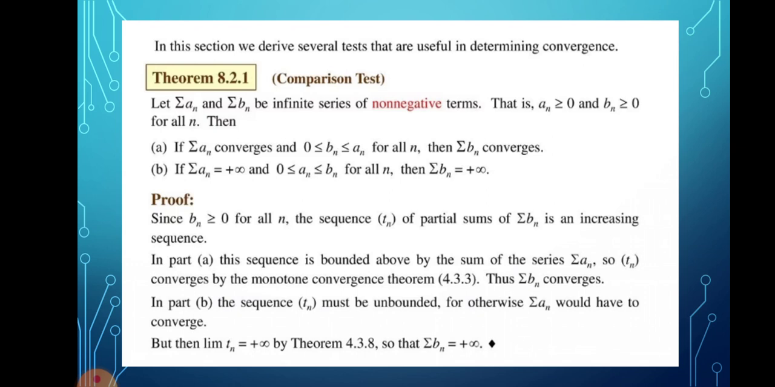In part B, the sequence t sub n must be unbounded, for otherwise the summation of a sub n would have to converge. But then the limit of t sub n is equal to positive infinity by Theorem 4.3.8, so that the summation of b sub n is equal to positive infinity.